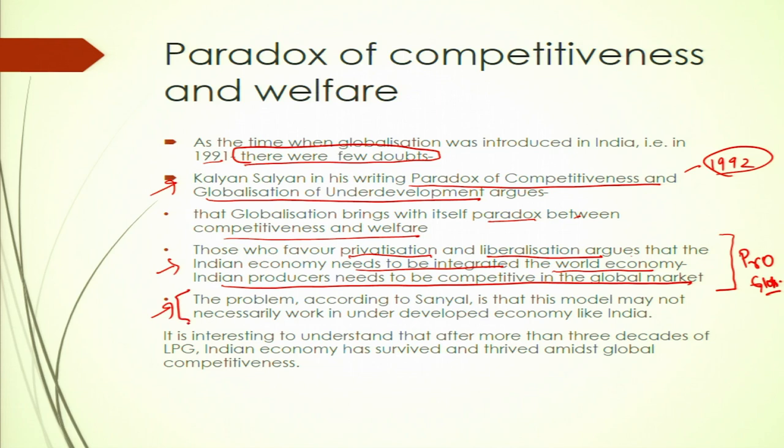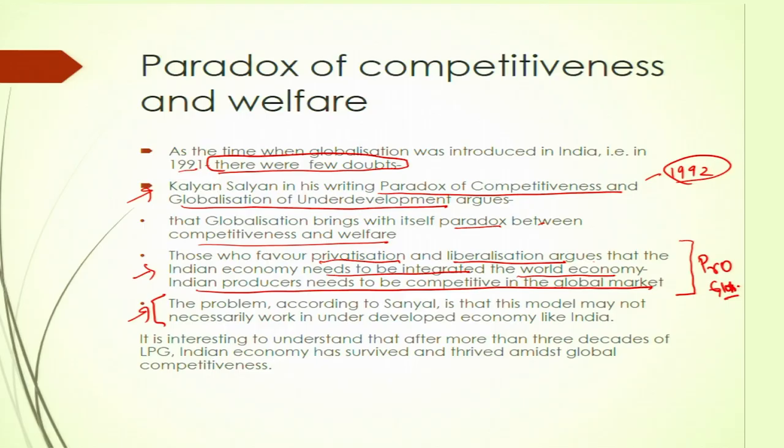Now, what is the problem in this argument? Kalyan Sanyal underlines that in the context in which globalization was introduced in India in 1991, there was rampant economic backwardness. The industrial growth was not up to the mark, and there was not much advancement in the technological sphere. Thus, in that kind of backward situation, if we introduce privatization and think that our private companies will be able to compete with world-standard production processes, it will be a folly. It will not necessarily turn out so.